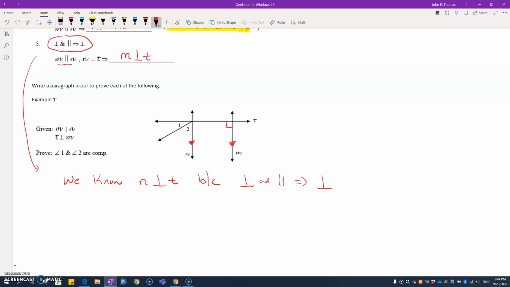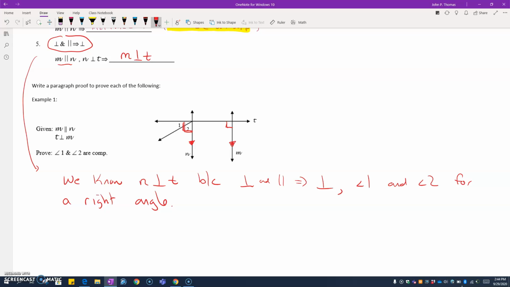All right, so if a line is perpendicular to one parallel line, it has to be perpendicular to the other parallel line. All right, now, if that is perpendicular, we know we have a right angle here. All right, so if we're looking at a right angle, we have two angles that form a right angle. All right, so we can say angle 1 and angle 2 form a right angle.